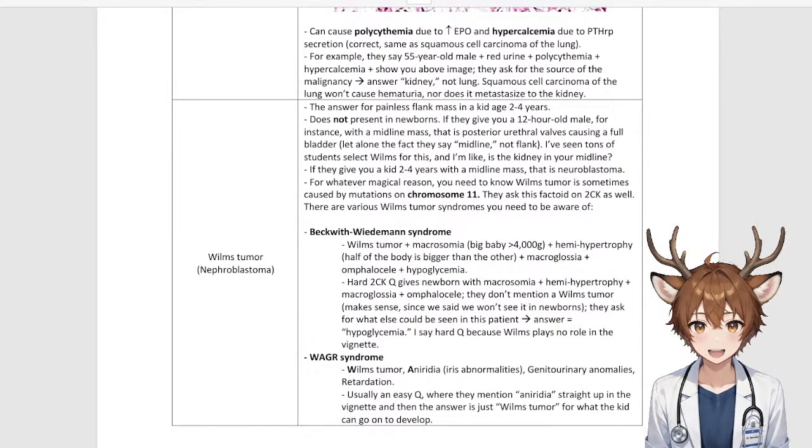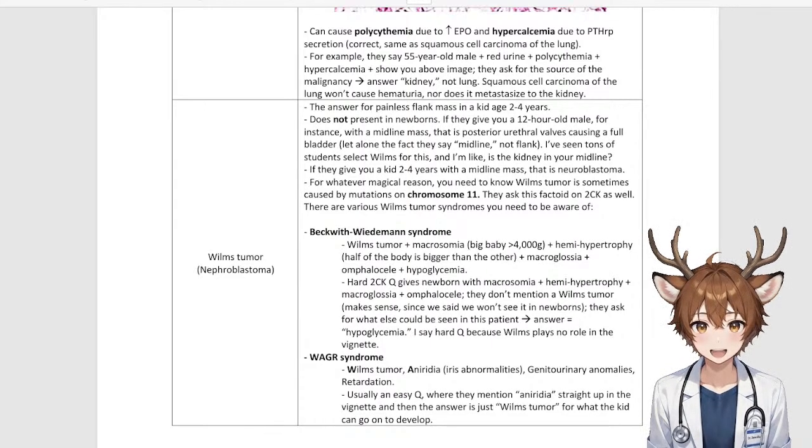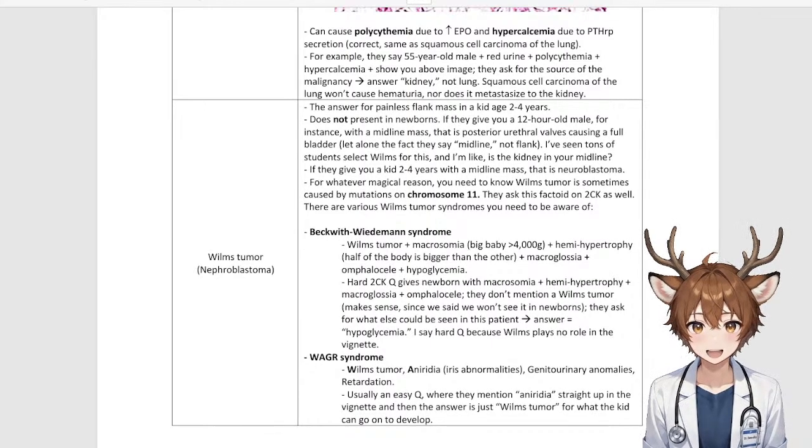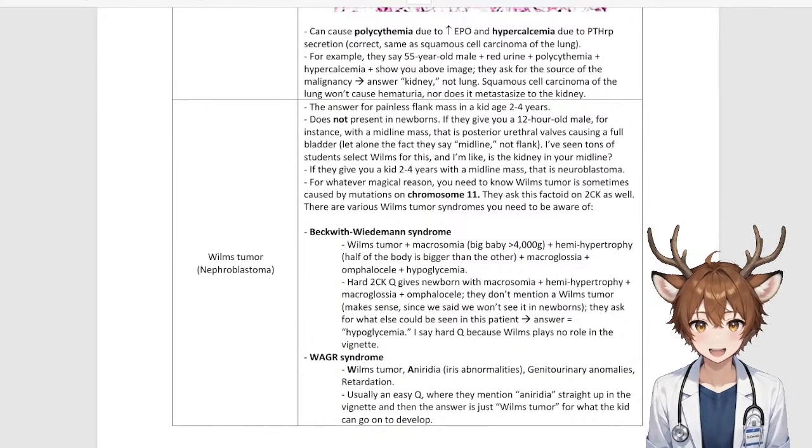Beckwith-Wiedemann syndrome: Wilms tumor plus macrosomia, big baby greater than 4,000 grams, plus hemihypertrophy, half of the body is bigger than the other, plus macroglossia, plus umbilical hernia, plus hypoglycemia.